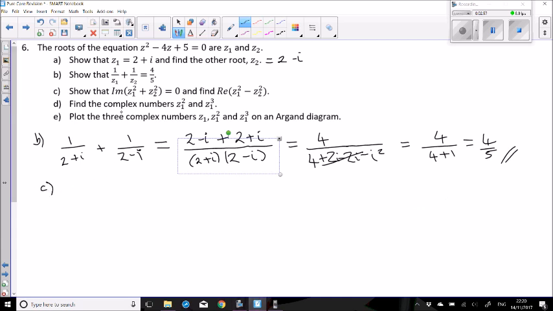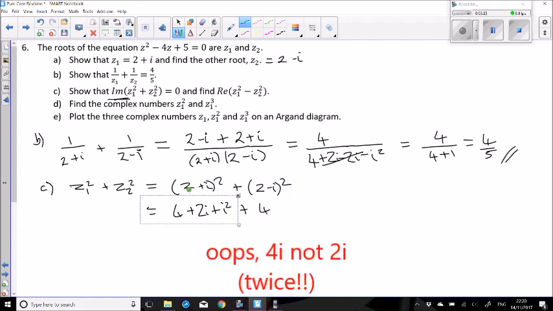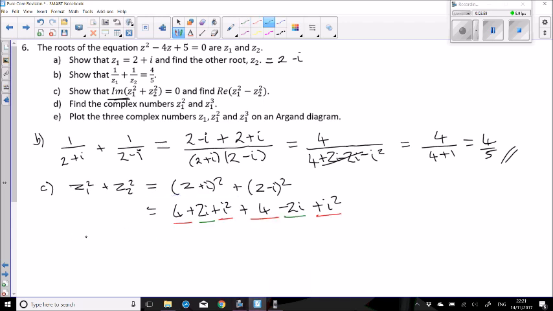See, we've got another show that. This is saying that the imaginary part of the two added together equals 0. So that's the two added together after they've been squared. So z1 squared plus z2 squared. Didn't even need to work out the real part. I can see the imaginary part of z1 squared plus z2 squared is 2i minus 2i, which is 0, which is what they asked us to show.